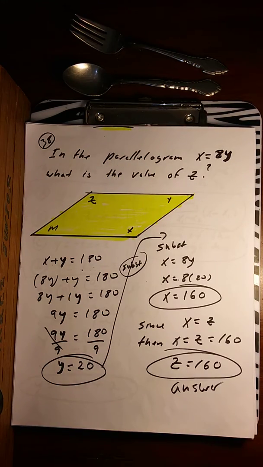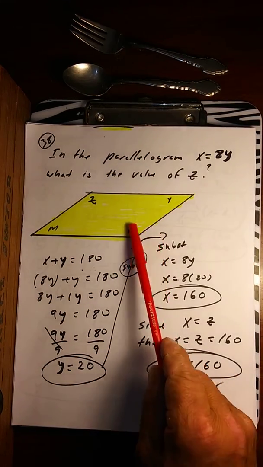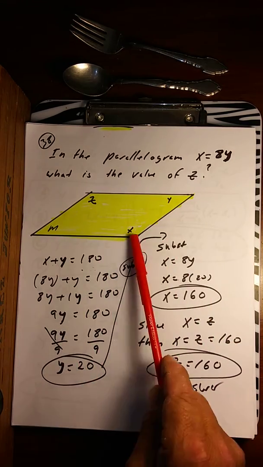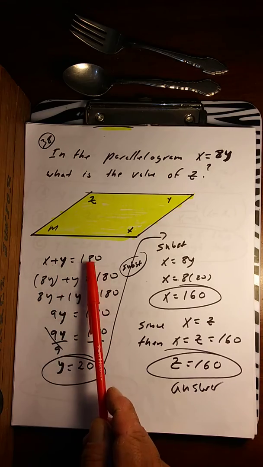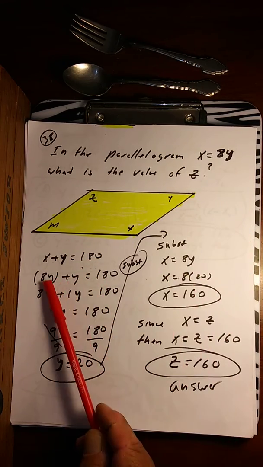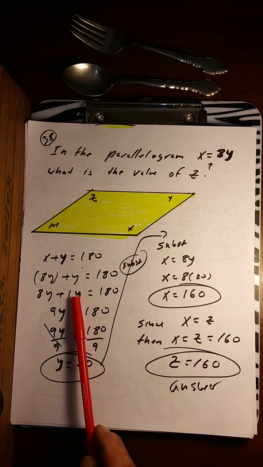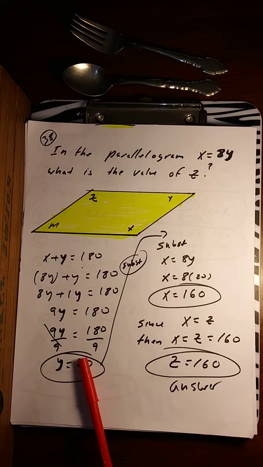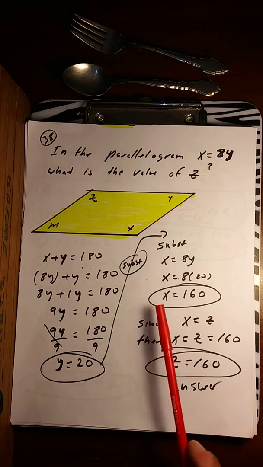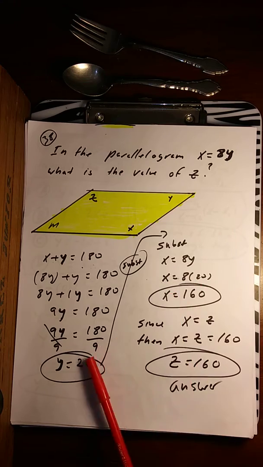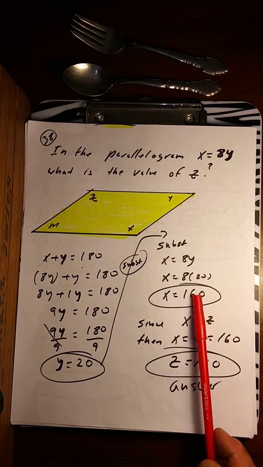Now, the parallelogram, x is 8y. This right here is 8y. So now, what do we know? We know that x and y is 180. We know that x also, substituted in there, is 8y. So 8y plus 1y is 9y divided by 9, divided by 9. So y is 20. That's what y is. But x is 8y, so x is 8 times 20. So x is 160.